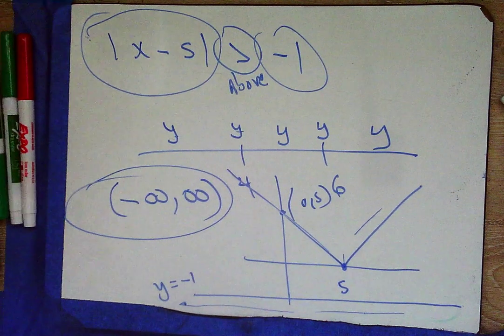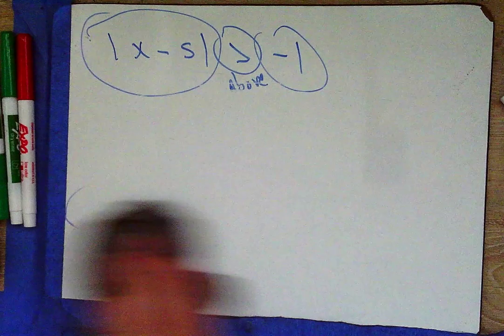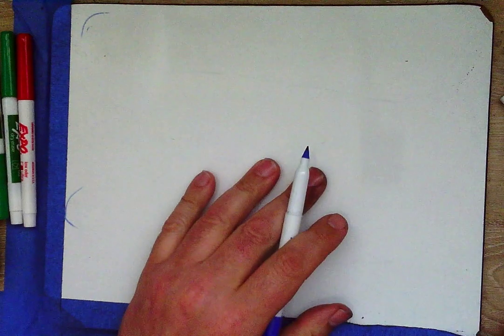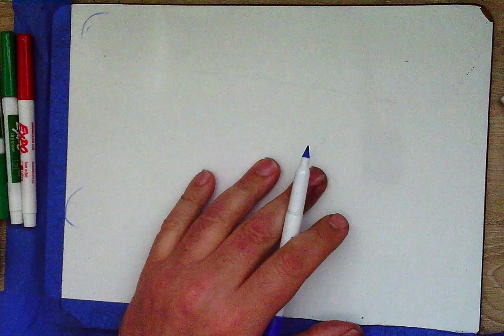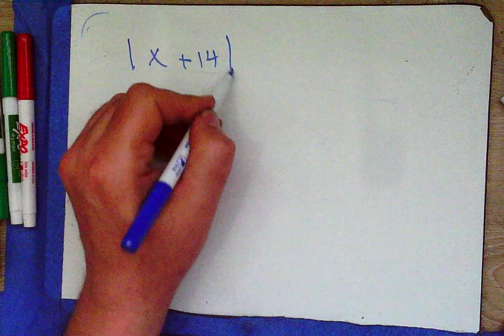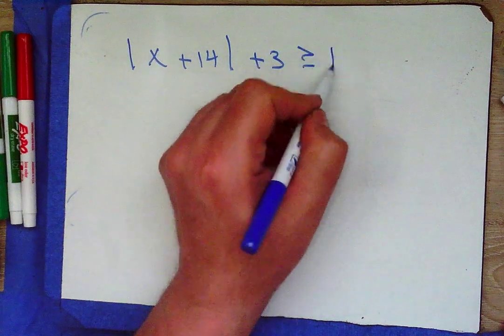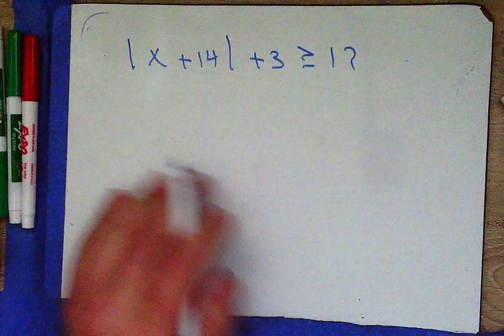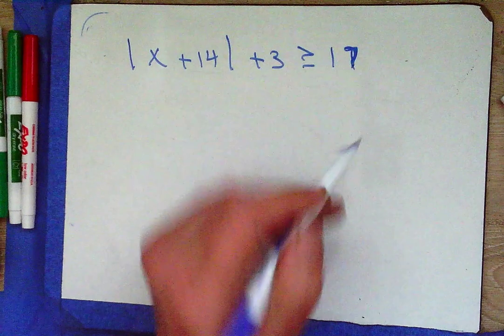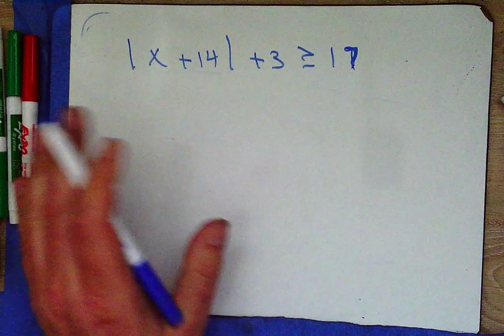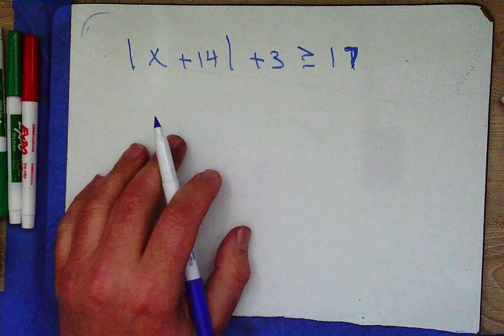Okay? So thinking about this graphically can help inform us as to whether we're doing the algebra right, but it can also make the algebra go really fast if we're thinking about it. Okay, there's one or two more of these that I'd like to look at with you. How about absolute value of x plus 14, plus 3, greater than or equal to 17? Will you please try this one? And remember, this is a 17. Okay, pause your video, try this one, come back when you're done or need help.